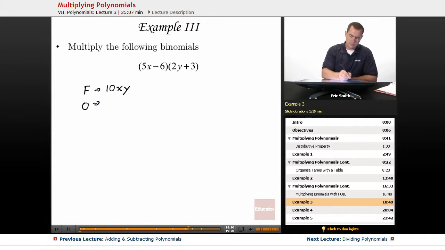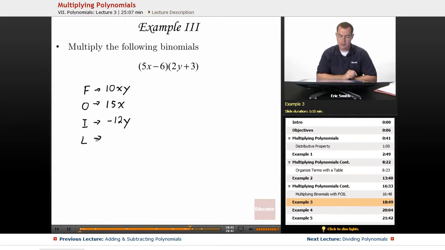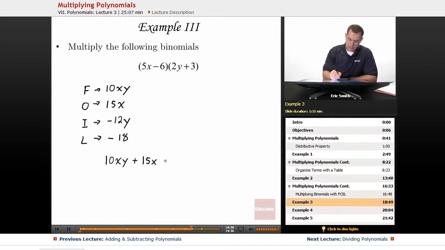Outside terms, that'd be 5x and the 3, or 15x. On to inside terms. Negative 6 times a 2y, negative 12y. And the last terms. Negative 6 times a 3, negative 18. Okay, so we got our first, outside, inside, last, and it looks like none of these are like terms, so I'll just write them as they are. So 10xy plus 15x minus 12y minus 18, and we will call this one done.